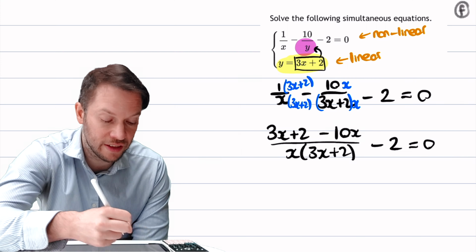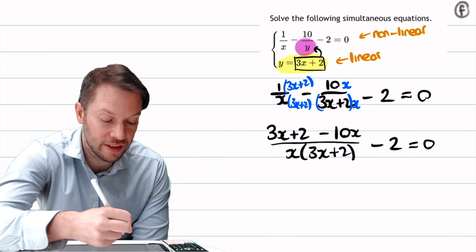And now let's just tidy up a bit. You've got 3x minus 10x in the numerator. So we've got minus 7x plus 2. Let's expand out the denominator. We've got 3x squared plus 2x. And I'm also going to add 2 to both sides of the equation. So I have equals 2 like that. Because now I've got this fraction here, I don't want the fraction. I've got the over 3x squared plus 2x.